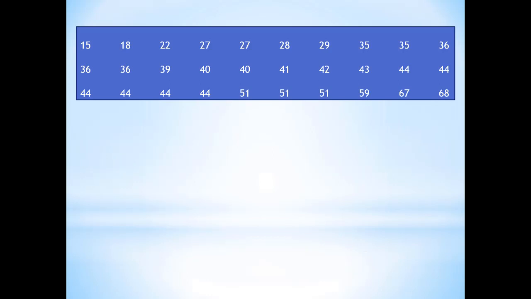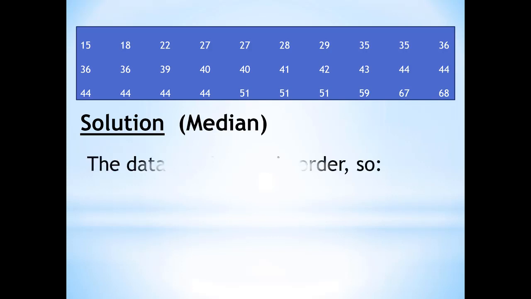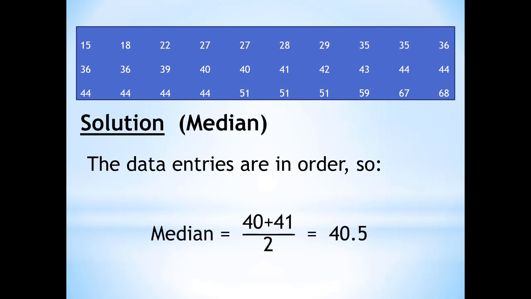For the median, we need these data values in order, which they already are. And we need to find the 2 in the middle. So the 2 data entries in the middle are going to be the 40 and the 41. We add those together. 40 plus 41 is 81. And we divide that by 2. 81 divided by 2 is 40.5. So our median here is 40.5.